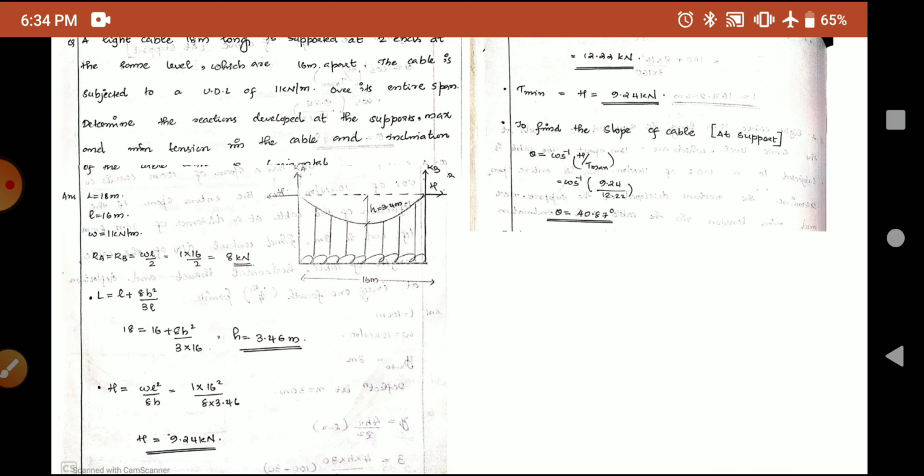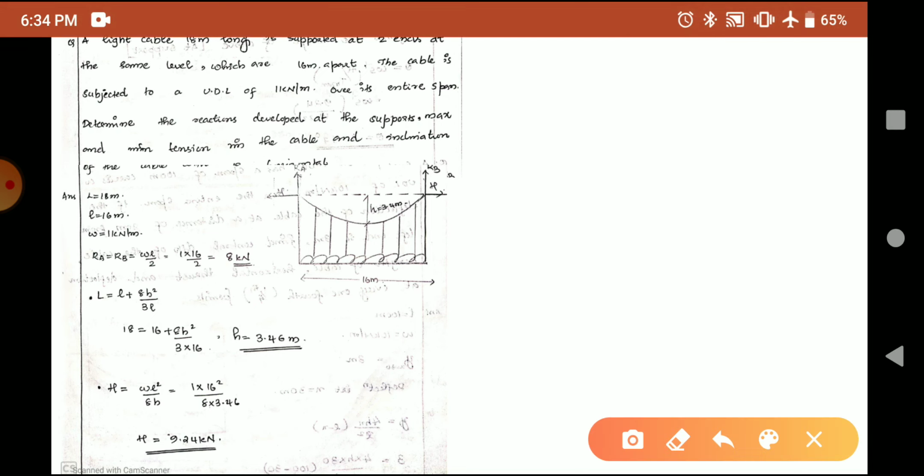So what is the value of the reactions? Ra equal to Rb, we know, is equal to WL by 2. The value of W is 1, and the length between the supports is given as 16 meter. So 16 by 2, that is 8 kilonewton. So we found out the reactions developed at the supports.